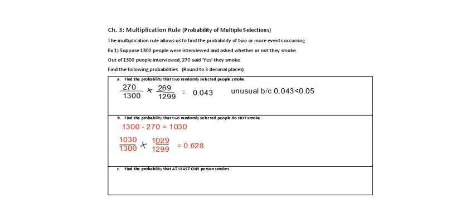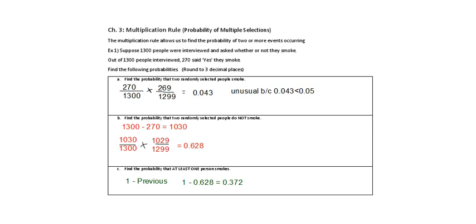All right, very good. Now part C says find the probability of at least one. Now, to be right on part C, you have to be right on part B, because the formula for that is simply 1 minus the previous answer. So when we do that, it's going to go 1 minus 0.628, which is equal to 0.372. And that's our answer.